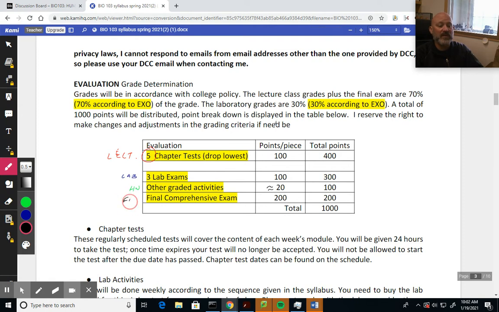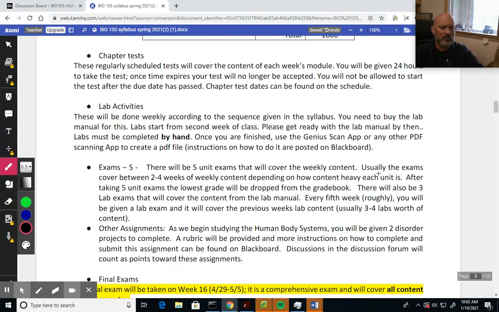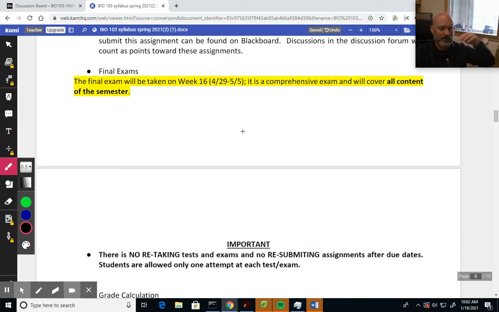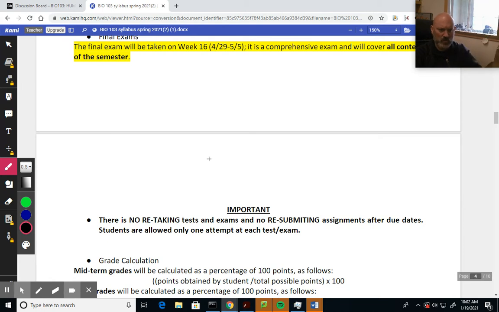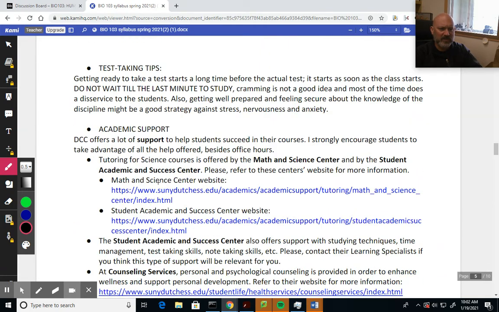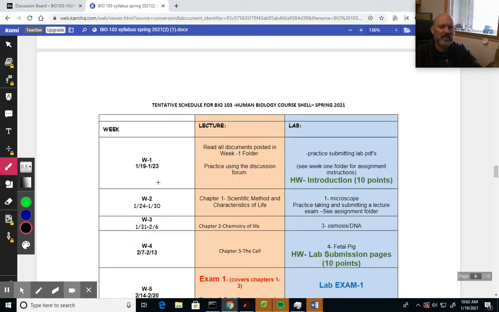And then we have the final exam. I don't know why I'm writing it because it's written right here, which is going to be 200 points. So your grade is going to be all the points that you get throughout the whole semester divided by 1,000. So there's 1,000 points total. All right. And we give that final exam during that last week, that week 16 between there. And it covers everything from the second week of school on. And this is the school's grading system. You can read that. What I really would like to do is go down and yeah, there's our schedule.